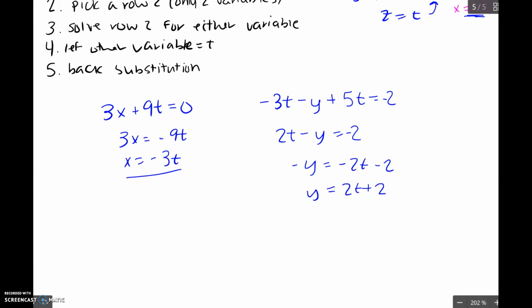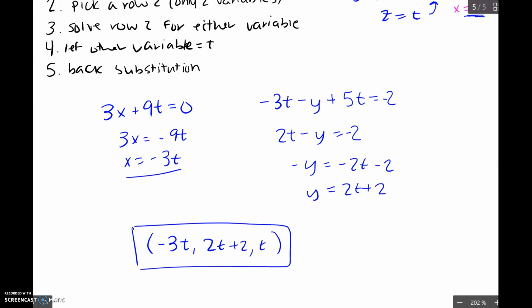So all the solutions to this system are negative 3t, 2t plus 2, and t. I can plug anything in for t and get the other two coordinates for all those points along that line where the planes intersect.